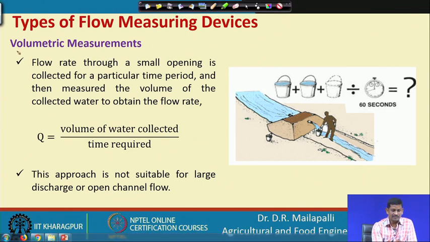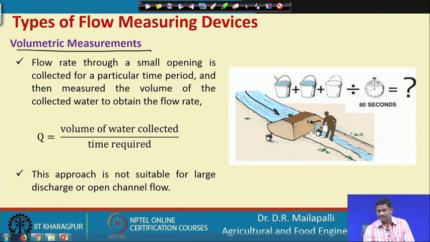Okay. So, here the volumetric measurement. We also call it the bucket and stopwatch method. Here the flow is allowed through a pipe, right. There you can measure the volume of water which is collected in a bucket for a particular time interval. So, discharge is the volume of water collected in a bucket divided by the time required.